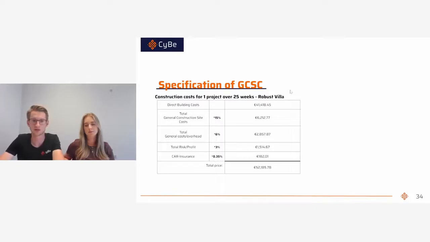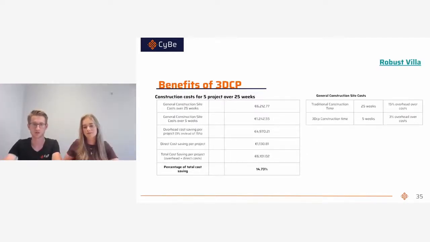So for our robust villa, we had a direct building cost of about 41,000 euros. And if we calculate this number, you can see for one project you have about 6,000 euros of general construction site costs, and you can see here the profit is about 1,500 euros. So it brings to a total price of 52,000 euros. But instead of building one project in 25 weeks, we can build 5 projects in 25 weeks. So at the right, you can see the overhead cost of 15% of 25 weeks. But we can build 5 times faster. So that means that we have 5 times less overhead cost. So instead of having 15% overhead cost, we can calculate with 3% overhead cost.